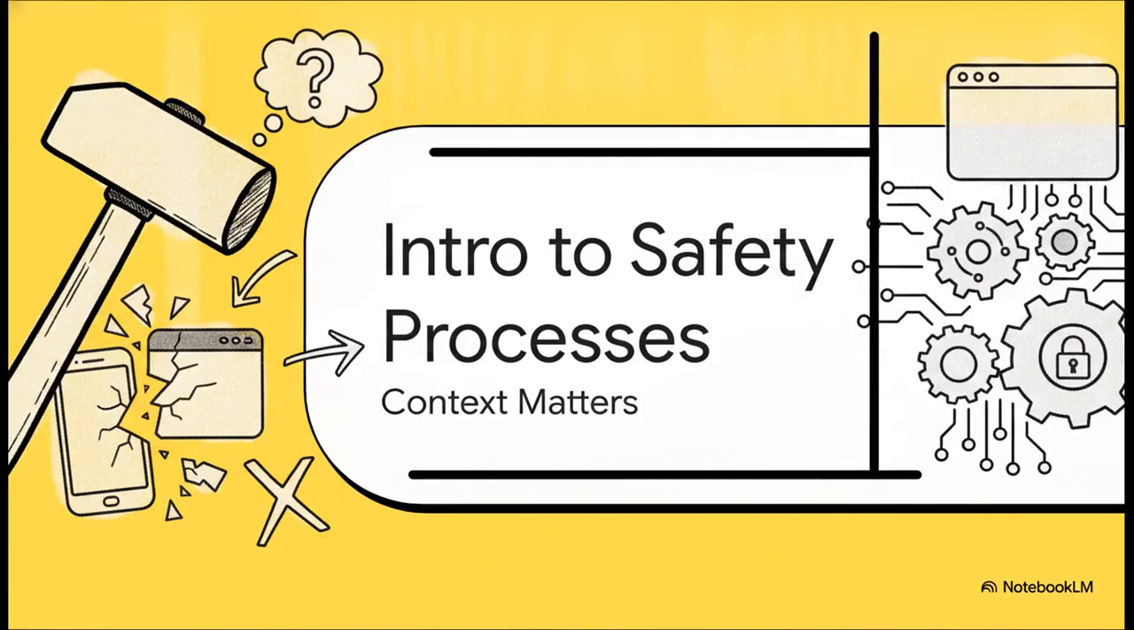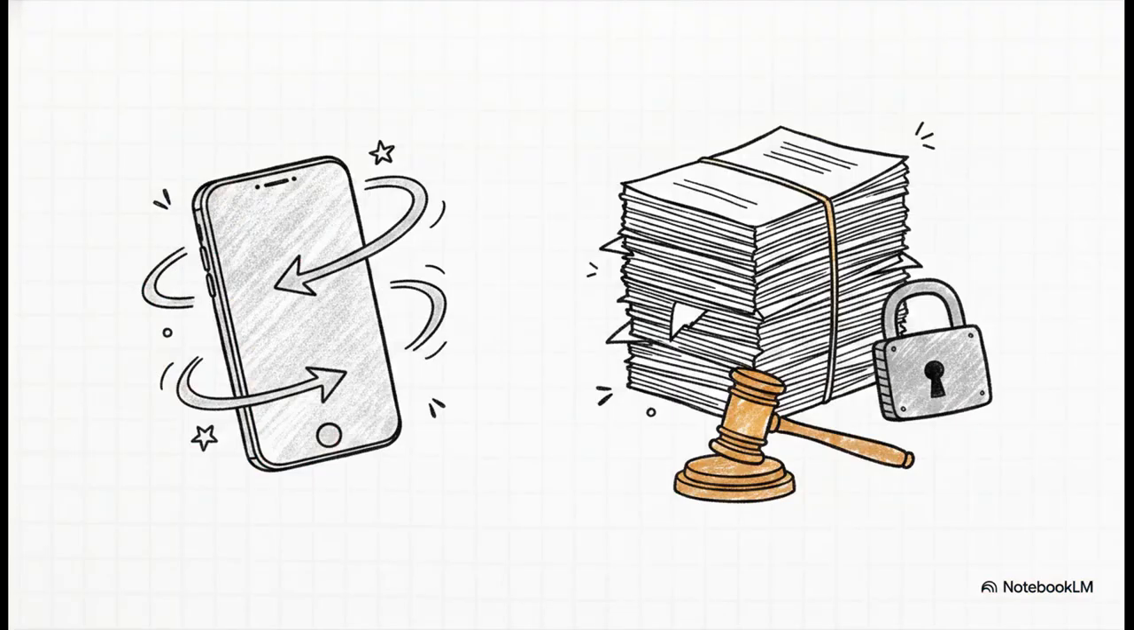Let's start with Section 1, Introduction to Safety Processes. We really need to begin by completely shattering the assumption that building a safety-critical system is just like building, say, a standard mobile app or a web platform. The context is entirely different.